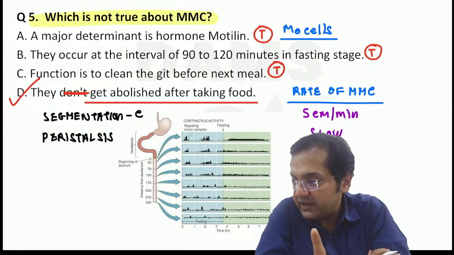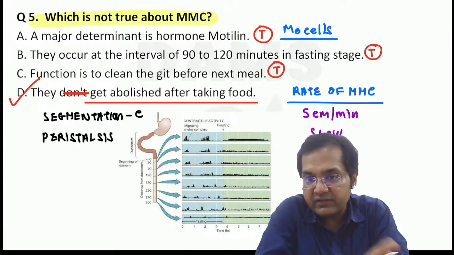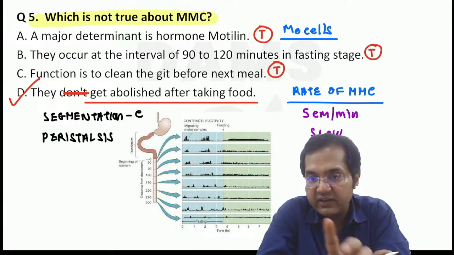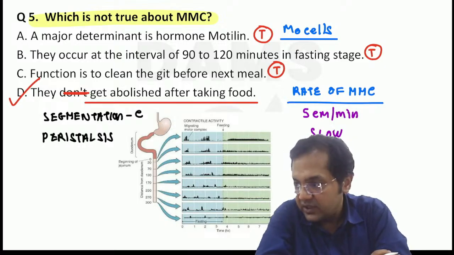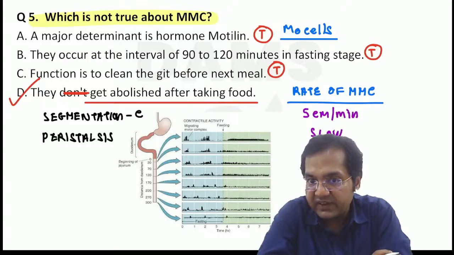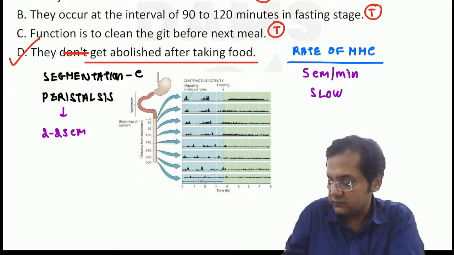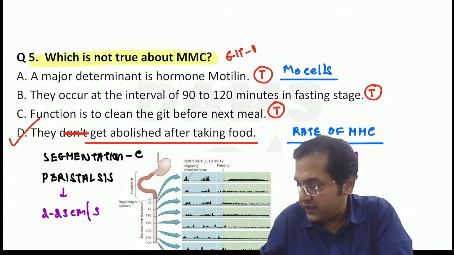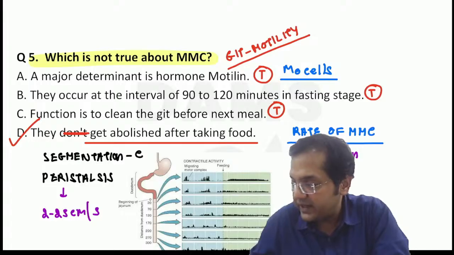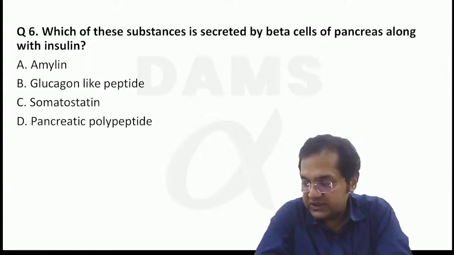Phase 1, 80 minutes, no contractions. Phase 2, 6 to 7 minutes, irregular contraction. Phase 3, regular, only 3 to 4 minutes. 5 centimeter per minute can be asked. Peristalsis is very fast, 2 to 25 centimeter per second. Read up about GIT motility. It will hardly take 10 minutes of your time. Spend 10 minutes on GIT motility as well, right? Important topic, GI motility.